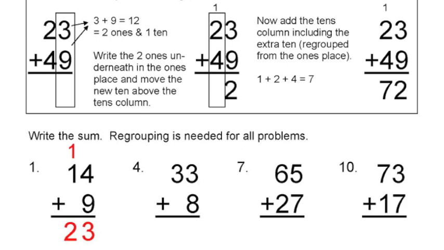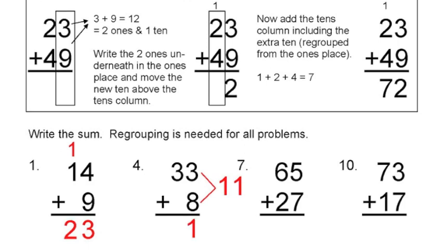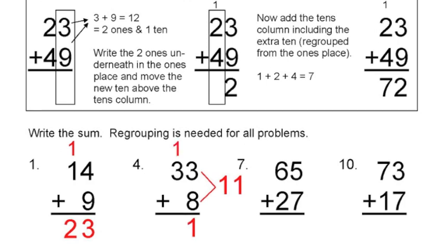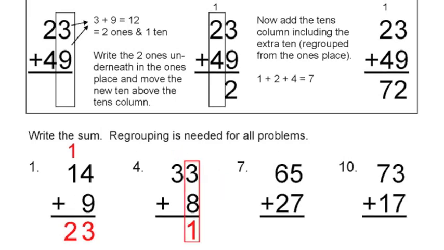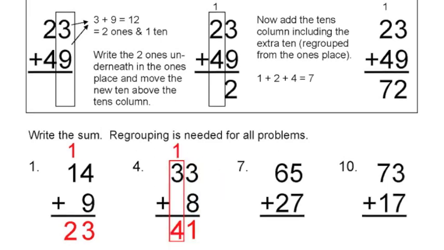For number 4, I know that 3 plus 8 is equal to 11, right? And so I'll put a 1 in the ones column and a 1 in the tens column. So 3 plus 8 is 11, carry my 1. 1 plus 3 is 4. So I'm going to end up with 41.